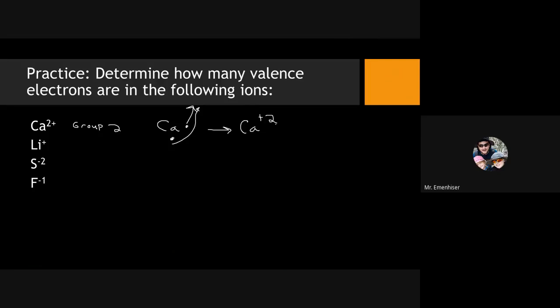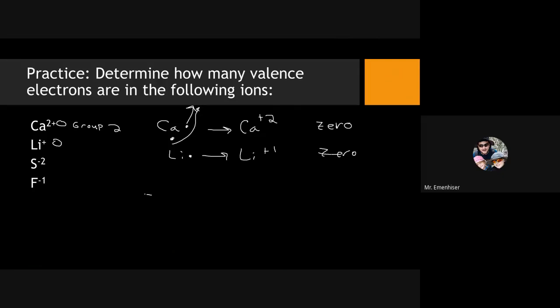So how many valence electrons does it have now? Technically 0. It has completely erased that 3rd or 4th shell. And so now it's got 0 valence electrons. So the answer for this is 0. Lithium is in group 1. It's going to have 1 electron originally. It's going to lose it, and it's going to become a +1. Same thing, 0.